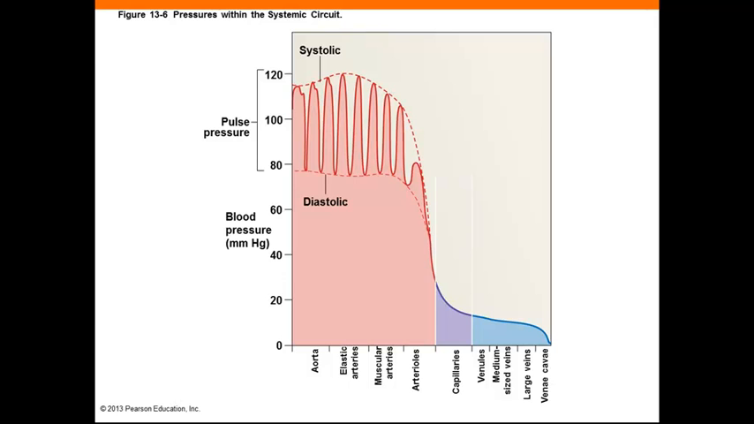Now, notice the oscillations, the up and the down. This is the pulse of the ventricular systoles and diastoles in the arterial network. By the time the blood reaches the capillaries, no oscillations can be detected anymore, and the pressure at the capillaries drops from 35 to 18 millimeters of mercury.